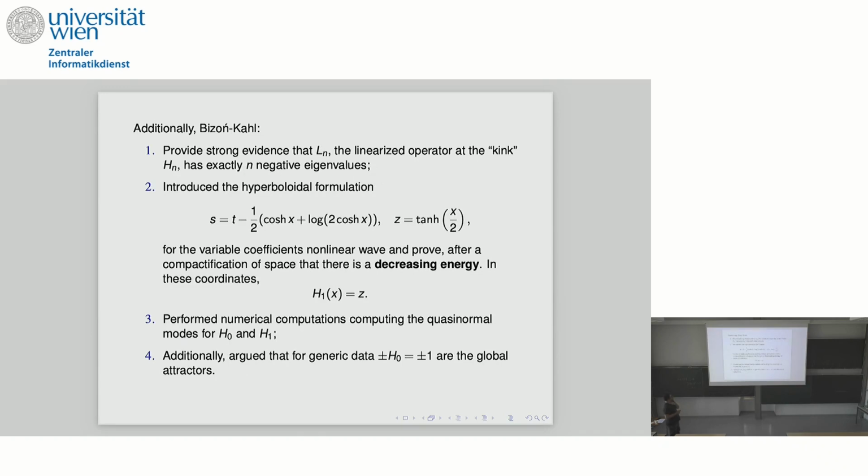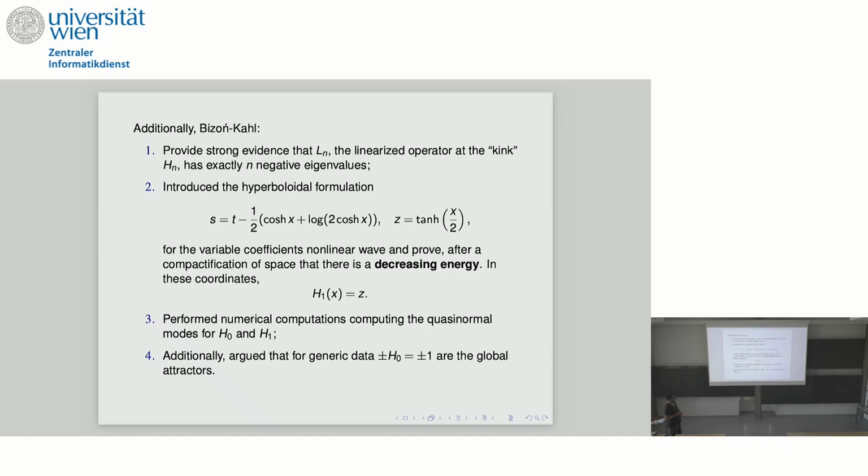Additionally, Bizon and Kahl provide evidence that Ln, the linearized operator around the kink Hn, has exactly n negative eigenvalues. So the larger the n, the more complicated the linearized dynamics. They also introduced a hyperboloidal formulation, which is written here in terms of a variable s. There is another variable called u and b, but I will not use them. And a final variable called z, which is just the kink H1.